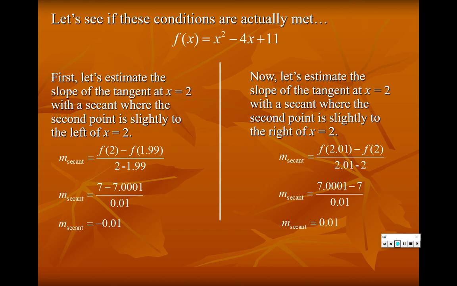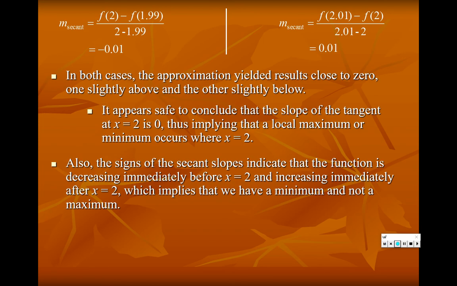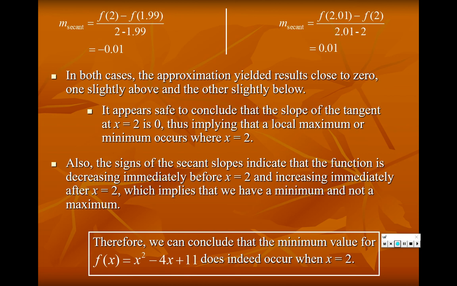In fact, I think the test question I chose this year, I just said, find out if it is a min or a max. You do the exact same procedure, except you don't make your conclusion till the end. It's the exact same question, really. Also, the signs of that secant slope indicate the function decreasing and increasing immediately after, which implies we have a minimum, not a maximum. I mentioned that when I was doing it. Therefore, we conclude that the minimum value does indeed occur when x equals 2.